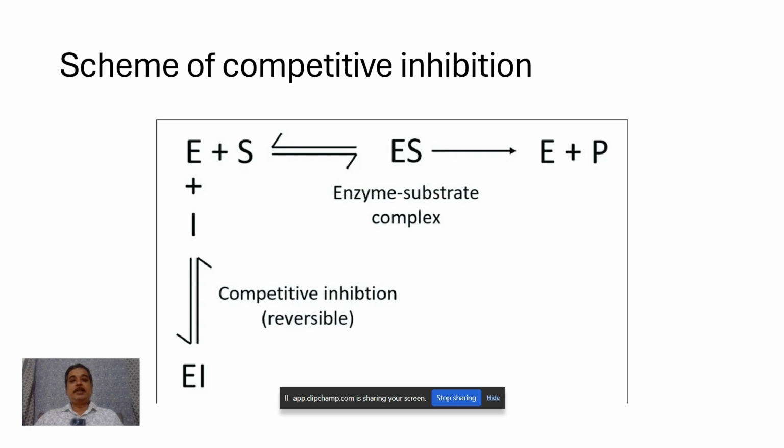So this is the scheme of competitive inhibition. We can see on the left hand side enzyme plus substrate giving enzyme substrate complex, which gives the enzyme and product, and this enzyme can bind with the inhibitor forming enzyme inhibitor complex, which is not converting into products. So substrate is competing with the inhibitor to form the complex.